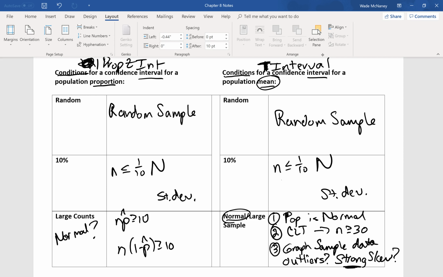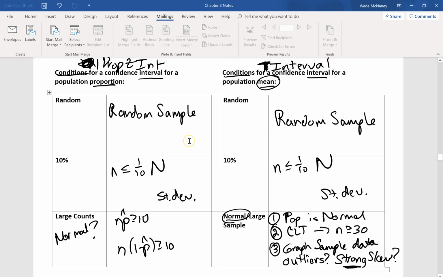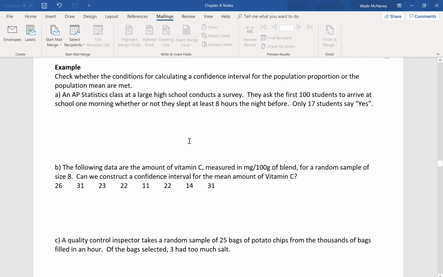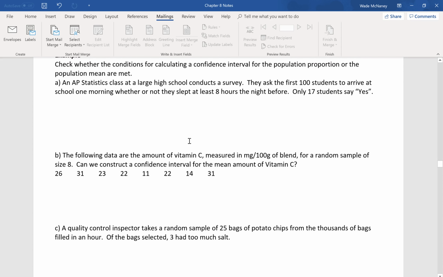So those are our conditions for us to be able to actually do these calculations. We have to make sure the conditions are met before we do our calculations. So as long as those conditions have been met, then we can go ahead and do our calculations. Let's practice real quick with these conditions and check to make sure they're met.